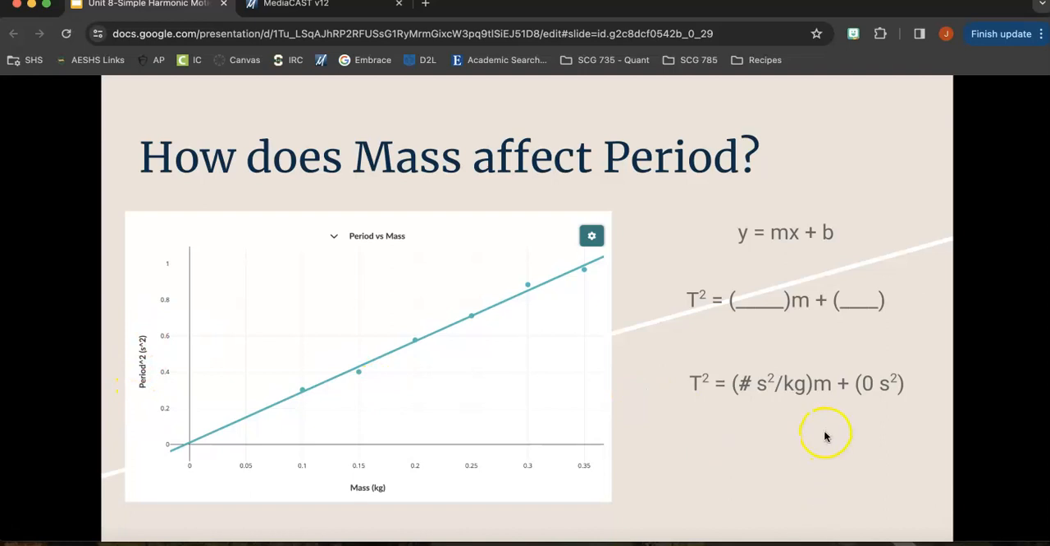Now, in our packet, we told you what this slope actually should be. Like, what is the theoretical slope? That basically means this is what your slope should be equal to if your spring is acting like a real spring.